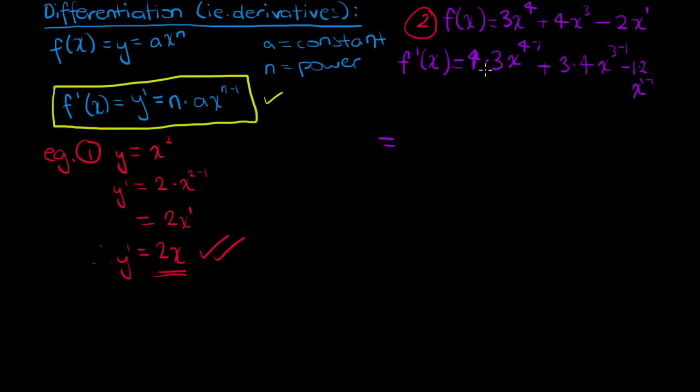So let's simplify this. 4 times 3 is 12 x, 4 minus 1 is 3. Plus 3 times 4 is again 12, x to the power of 3 minus 1, which is x to the power of 2. Then 1 times 2 is 2 x. And now the power here is 1 minus 1, which is 0.